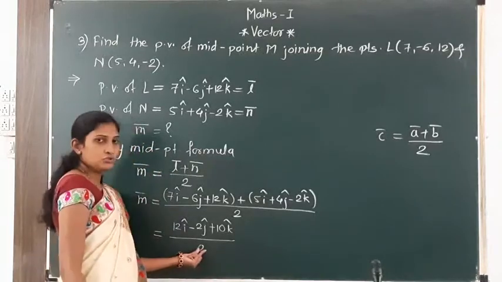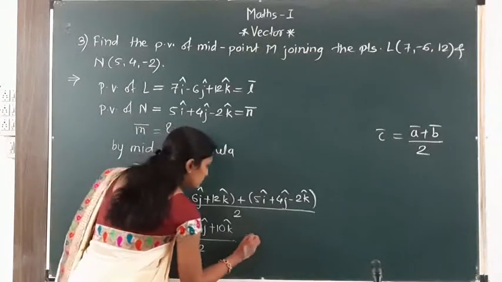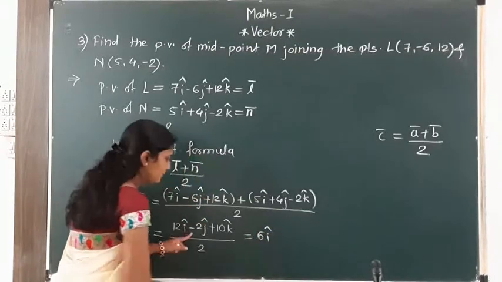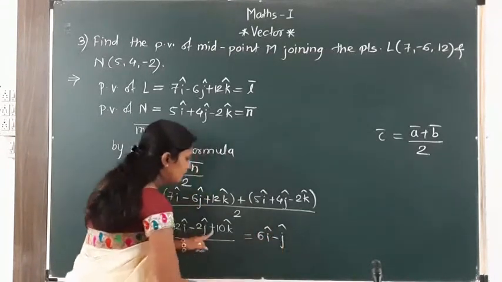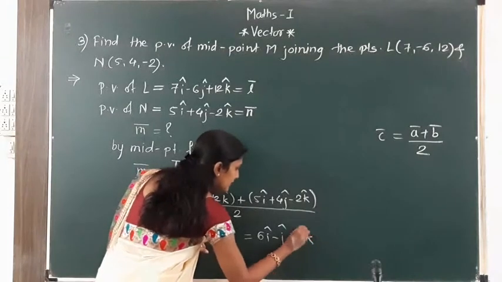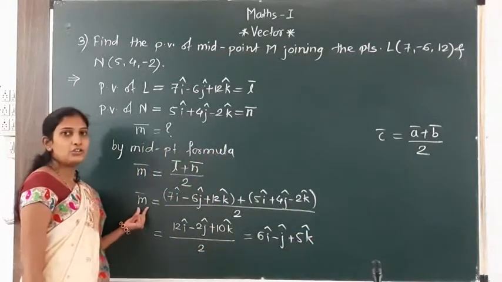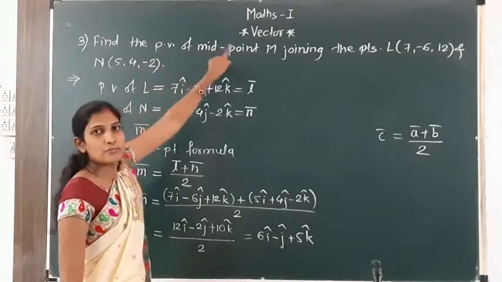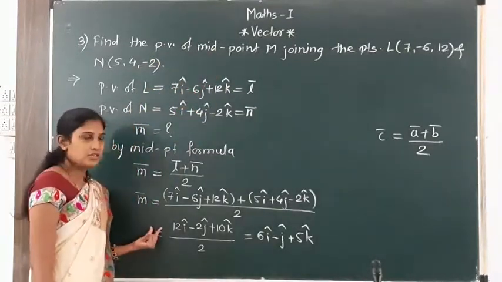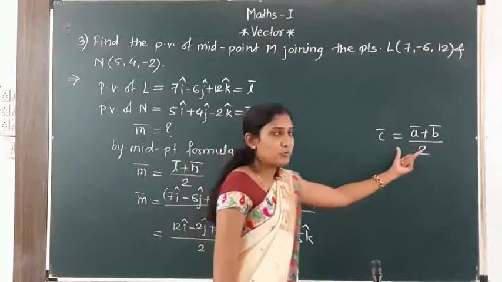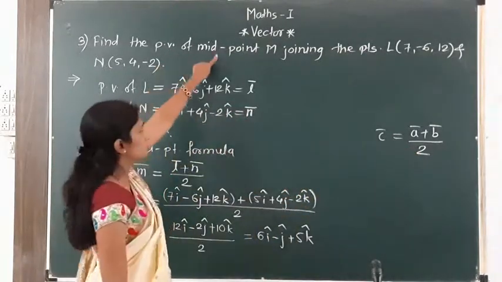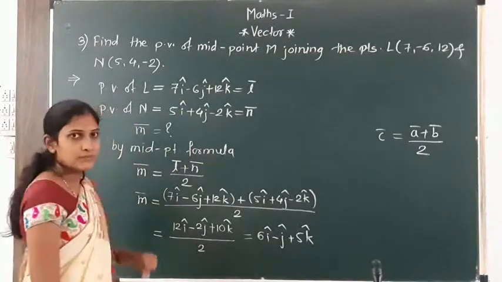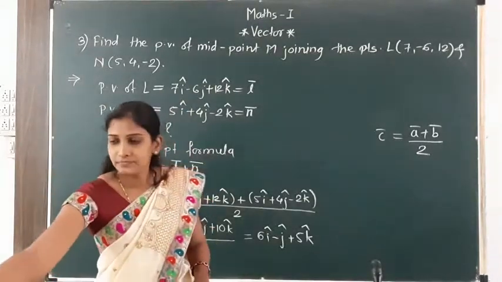We divide each scalar by 2, which gives 6i cap minus j cap plus 5k cap. This is the value of M, the position vector of the midpoint of LN. By using the midpoint formula, we found the position vector of point M. This is our third example. Now our fourth example.